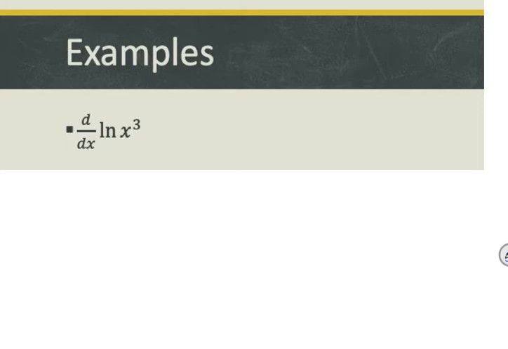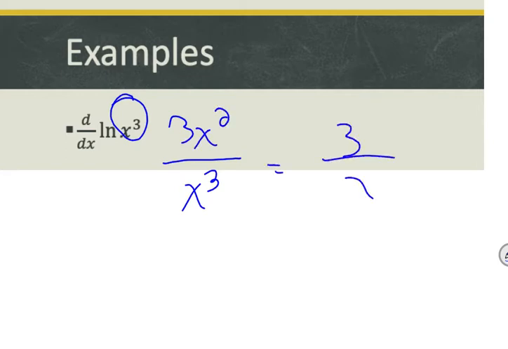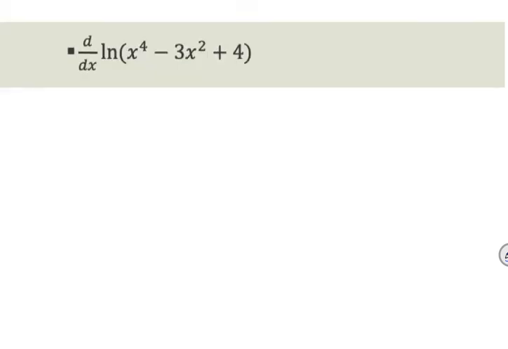So when we have the derivative of ln, the denominator is always this, okay? So x cubed. The numerator is just the derivative of that. Okay, because that's our inside function now. Outside was ln, inside was x cubed. So what's the derivative of x cubed? 3x squared. And then we just simplify, and we get 3 over x. Good? Next.